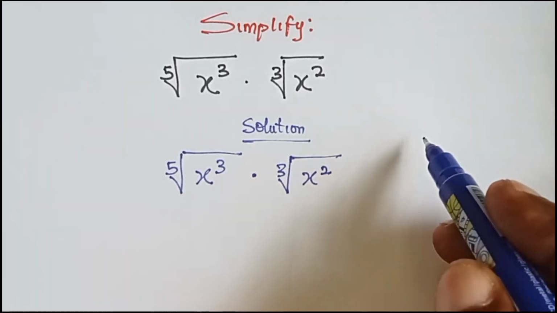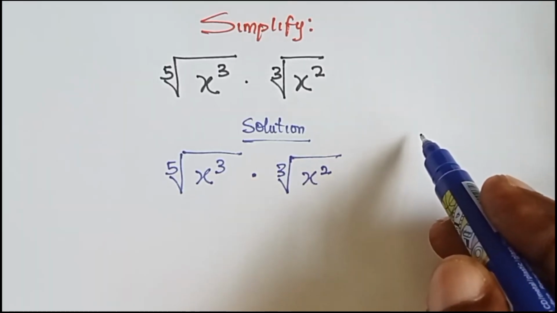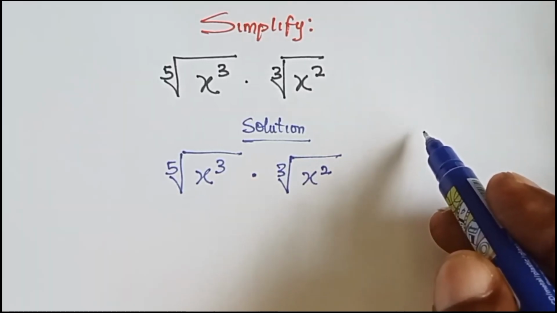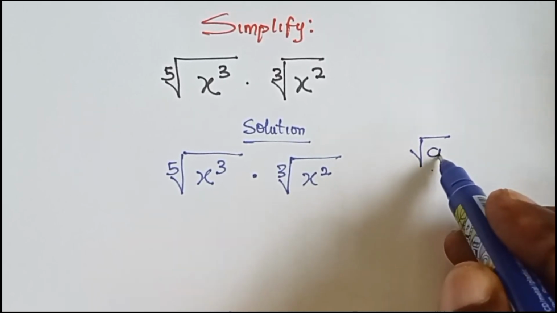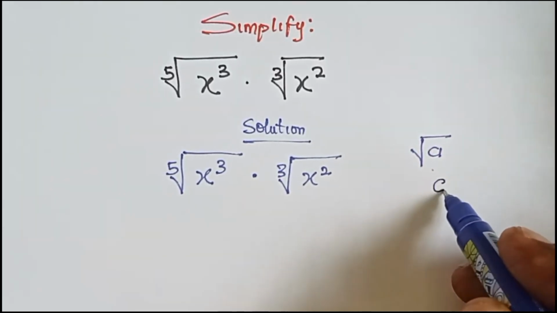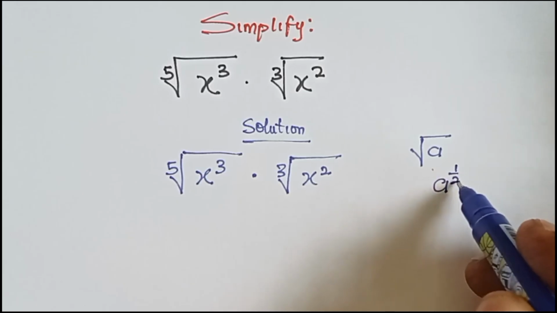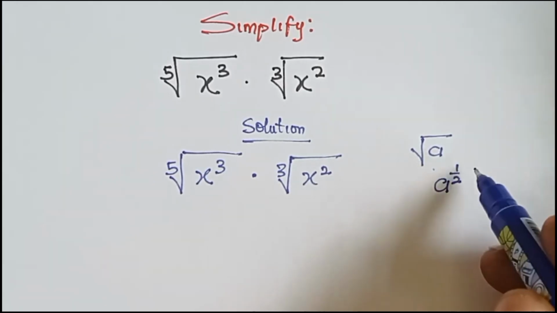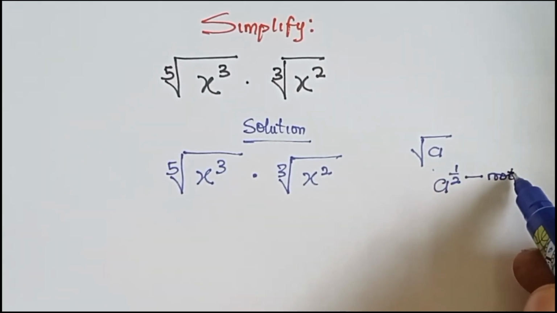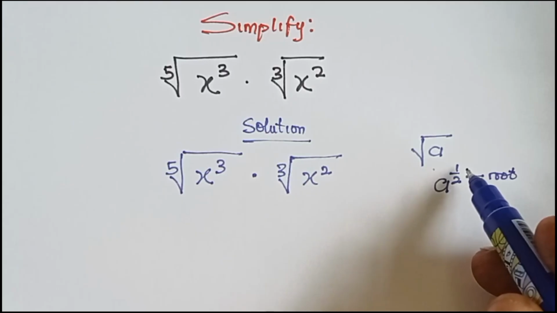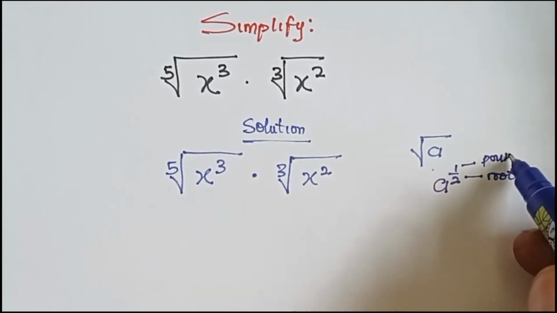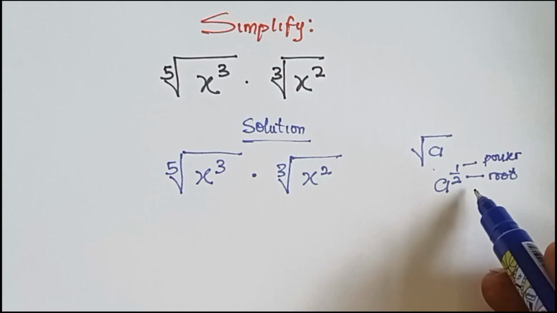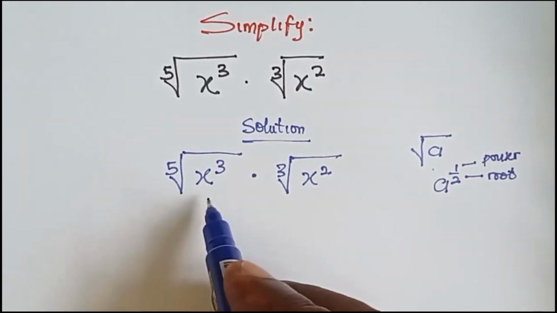Alright, so one of the laws of indices or exponents says that if you have root a, it is the same thing as a raised to the power 1 over 2. So now the root becomes the denominator of this fraction, while the power is the numerator. And that is what we are doing in this case.